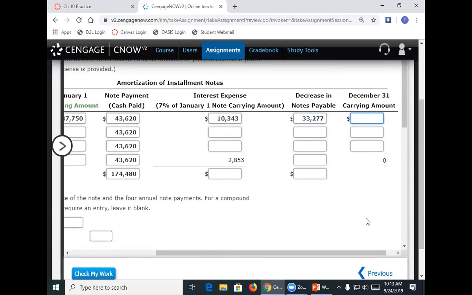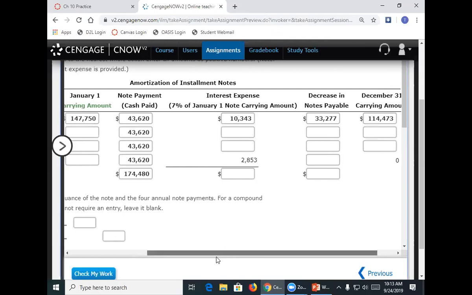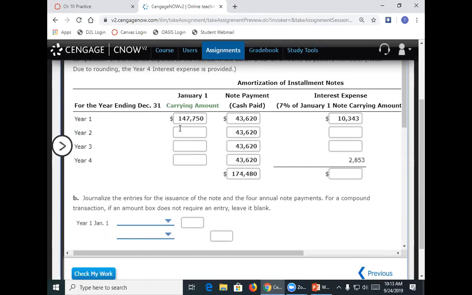And then what's my new carrying amount on the loan? $114,473. Very good. Again, that's your full carrying amount on January 1, the $147,750, minus the decrease in notes payable, so minus the amount that went towards the principal. $114,473. That becomes our new year two carrying amount, so I just carried that over, $114,473.